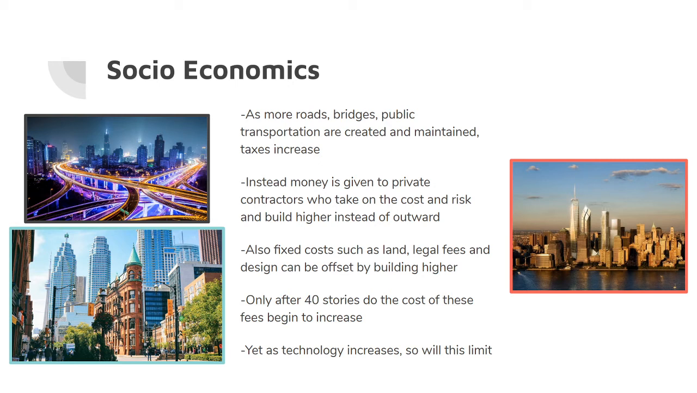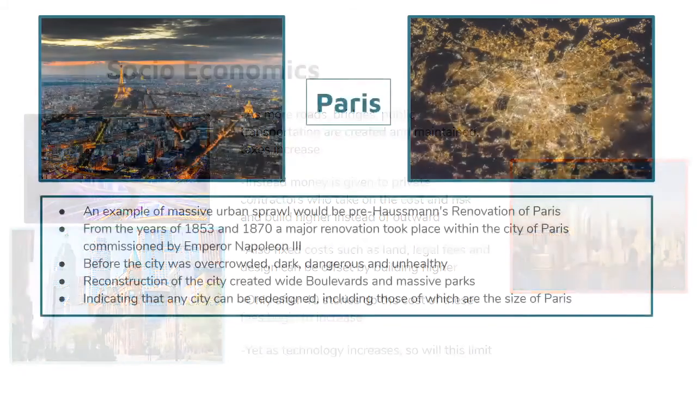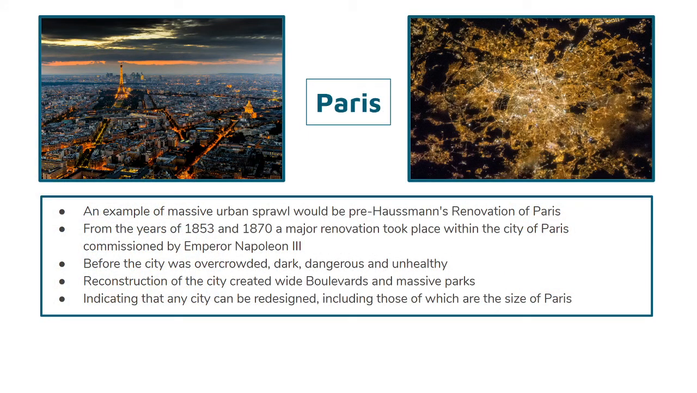All this sounds well and good, yet is humanity really capable of transforming such massive amounts of land and urban environment as to be capable of handling more people? If they were in the 1800s Paris, they are now. An example of a massive problem with urban sprawl would be pre-Haussmann's renovation of Paris. This renovation took place from the years 1853 to 1870 within the French capital, and it was commissioned by French Emperor Napoleon III. Before such a renovation, the city was stated as incredibly overcrowded, dark, dangerous, and unhealthy.